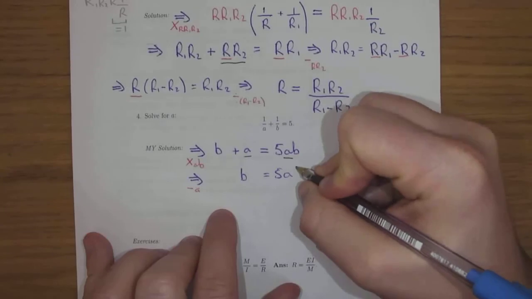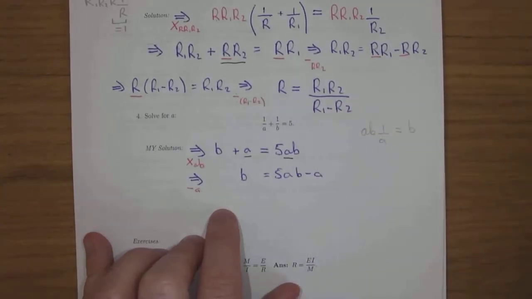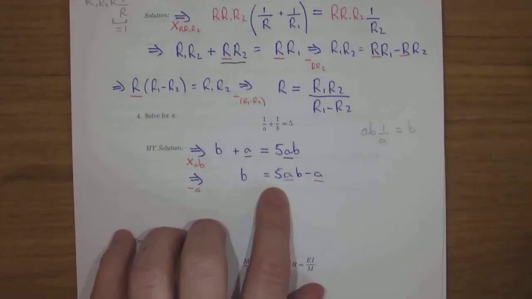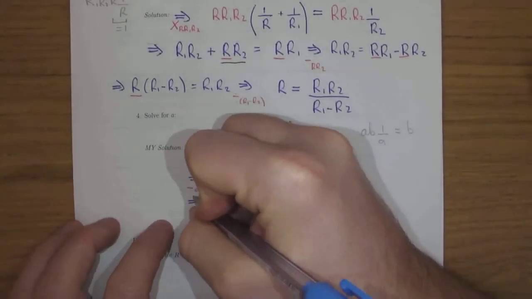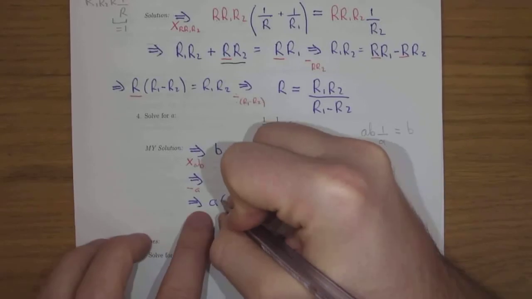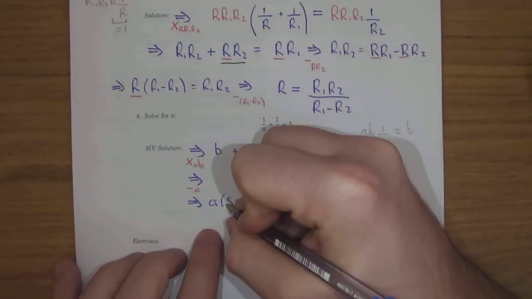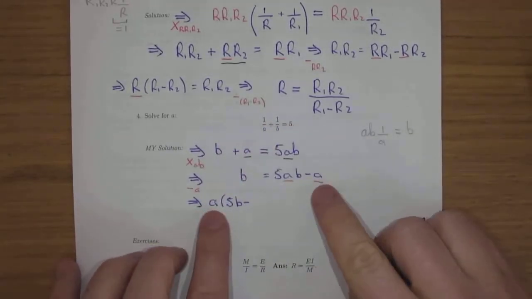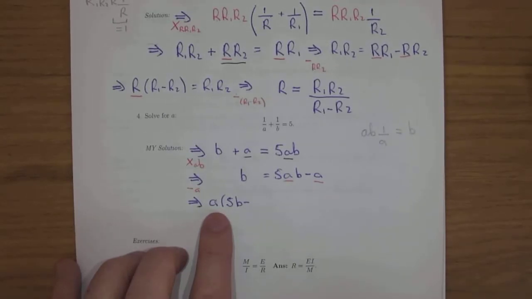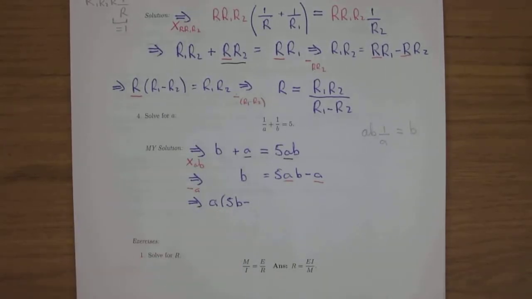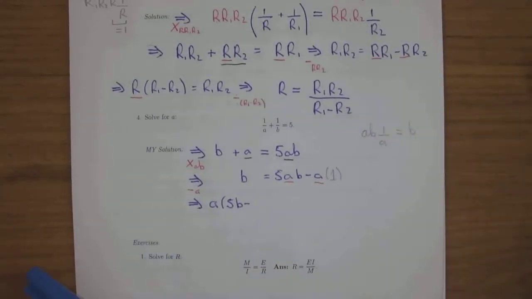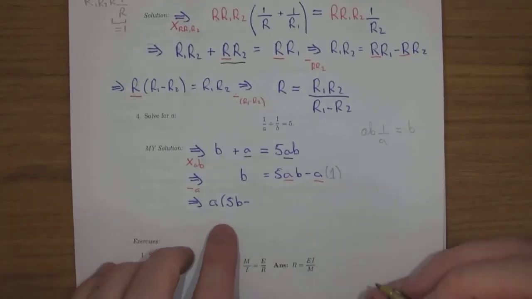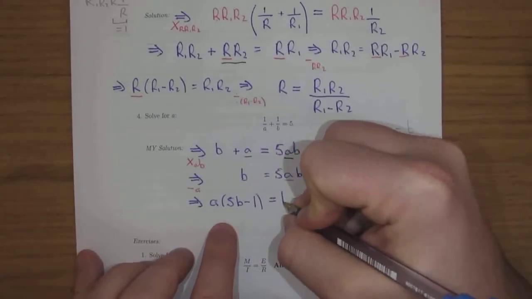5AB minus A, and now I have a common factor of A. And again, I'm just going to write them in the other order. Take out the common factor of A. What am I left with? 5B minus, and now the question is, what times A, or even what times minus A, gives me minus A? Well, it's A times 1. So if you take out the common factor A, you're left with a 1 there, equal to B.